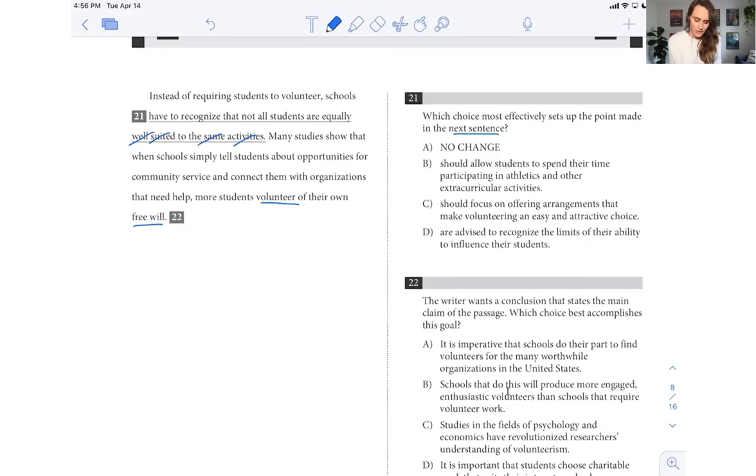This is about volunteering. So it's not going to be A. Participating in athletics and extracurricular activities, that's also not volunteering. So B's out. Should focus on offering arrangements that make volunteering easy and an attractive choice. Yes, that works, but I'm still going to pick D. I'm never just going to stop once I find something that works, because it is possible that more than one thing works, and then I need to evaluate which one's the better answer. So D, are advised to recognize the limits of their ability to influence you. Yeah, we want volunteering, right? So we're going to go with C.